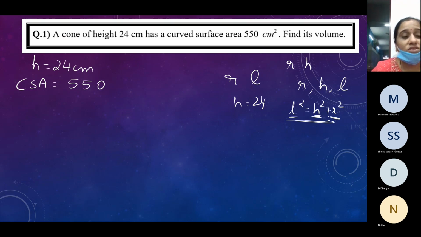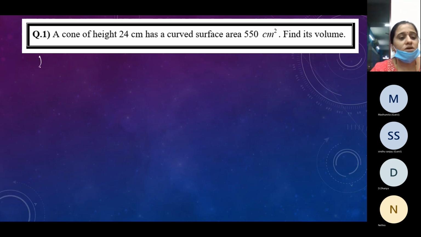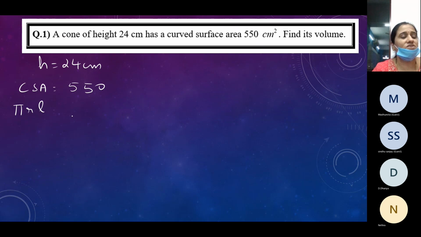So H is 24. The curved surface area is 550. But we'll have to find the volume, for which we need the radius and height. So let's see how to do this. H is equal to 24 centimeters. CSA is equal to 550. CSA is pi RL, the formula to find the CSA, is equal to 550.